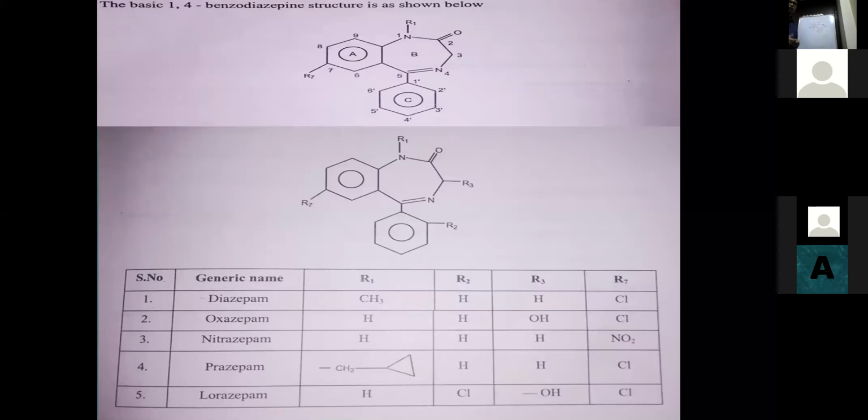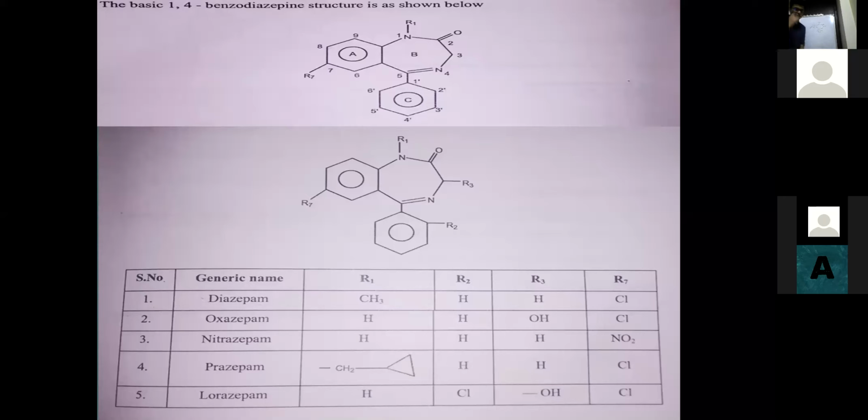So what is benzodiazepine? R1 is methyl, R2 is nothing, R3 is also hydrogen, and R7 is over here. This is your methyl, this is your H, and this is your H. So this is the structure of your benzodiazepine.